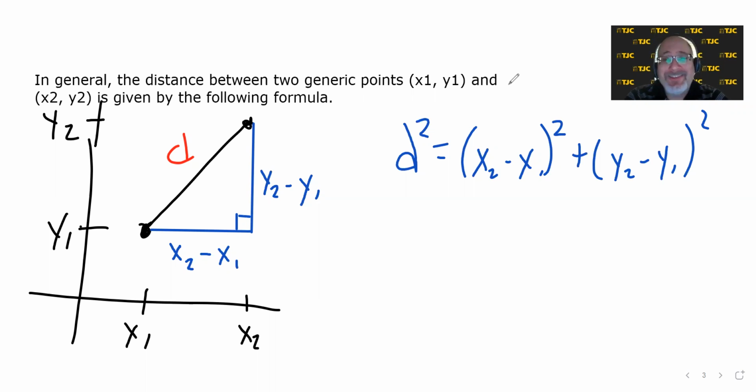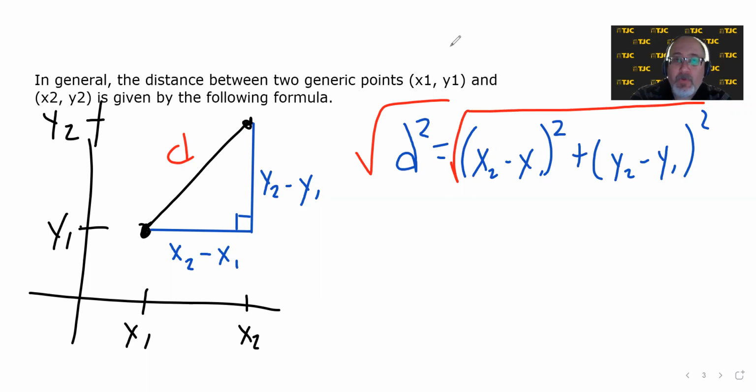But I do want a formula that says d equals, not d squared equals. So if I wanted to solve for d, I would square root both sides, which would cancel the square on the d and just leave us with the d by itself. Now on the right side, you might be tempted to cancel the red square root with these two squares, but you can't. And the main reason you can't is because of the plus sign in the middle.